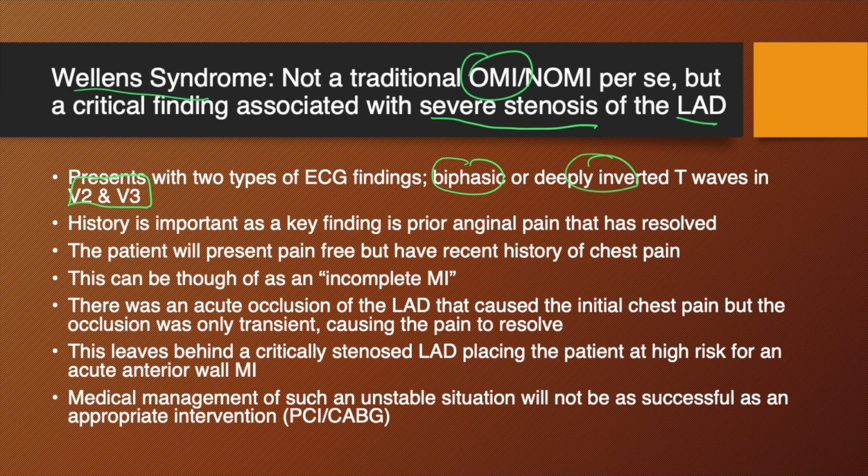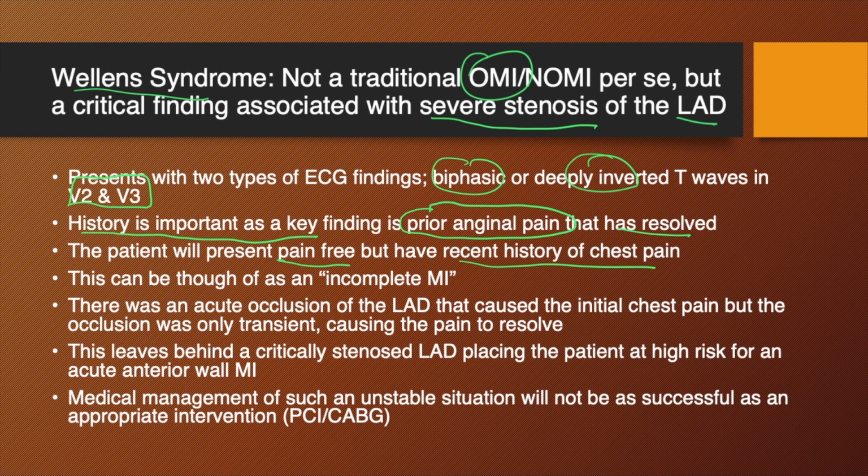And history is key here. The key history in Wellen syndrome is you'll have a patient that has a prior anginal episode that has resolved. So the patient had some pain, and now the pain is resolved, but they have these biphasic ST segments or T waves or deep inverted T waves in V2 and V3, even though they are not having pain anymore. So your patient will typically present pain-free, but have a recent history of chest pain.